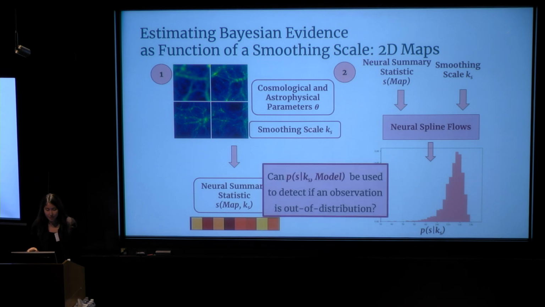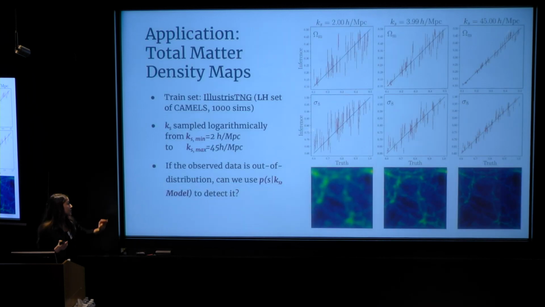So now the question is, can these probabilities or these evidences be used to detect if an observation is out of distribution? Since the CAMELS simulations are still more of a model and not so much connected to observations that we might get from DESI or some other surveys, we'll be using different simulation suites as either a model or an observation. And specifically, we're applying them to the total matter density maps. So we're training our normalizing flows and the CNN that extracts the summary statistics on the IllustrisTNG dataset.